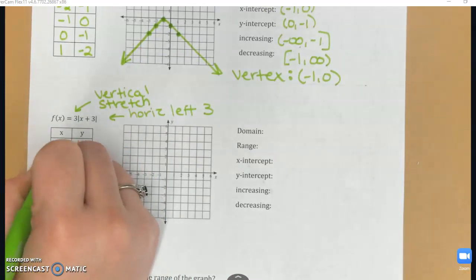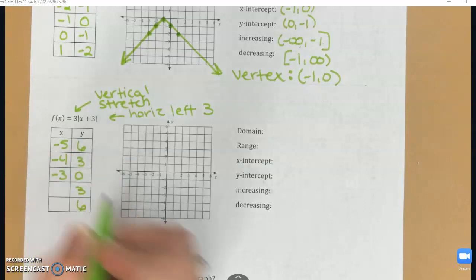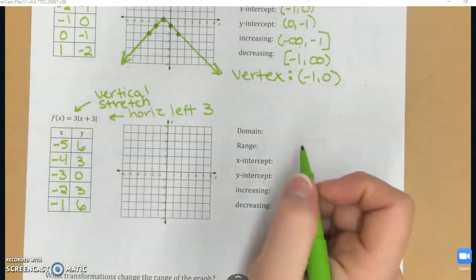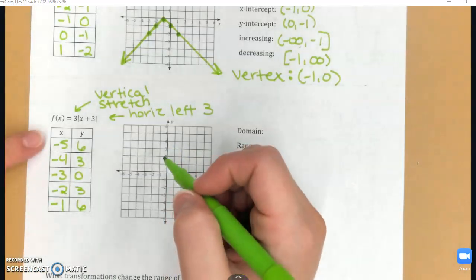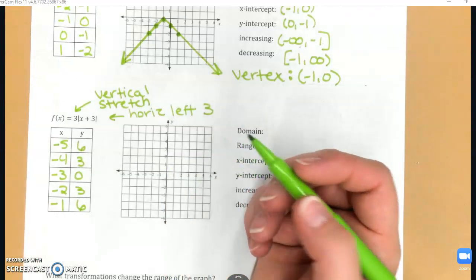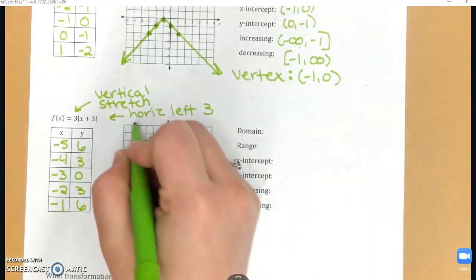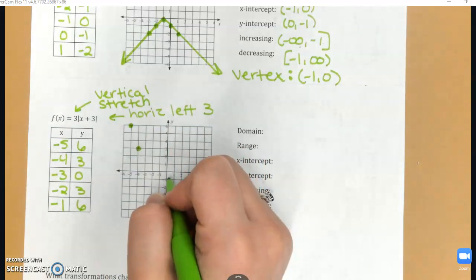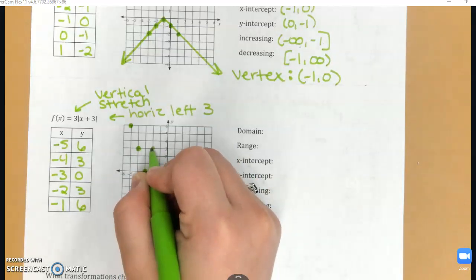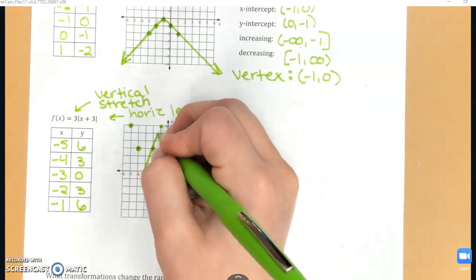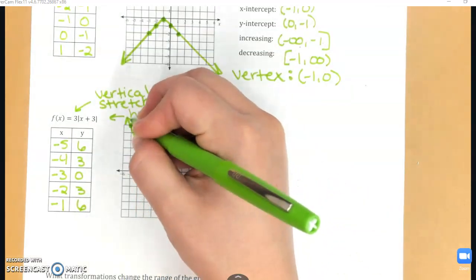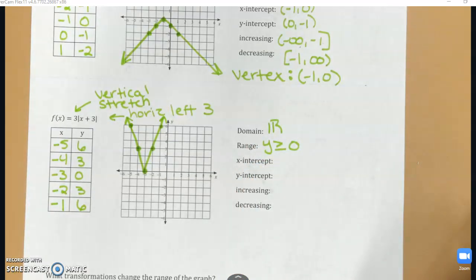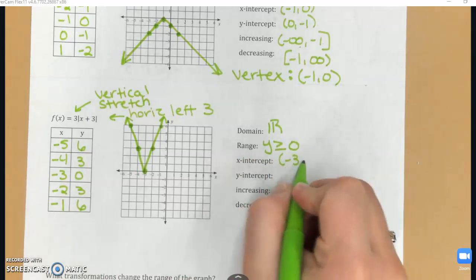So that will give me -5, -4, -3, -2, -1. And so now I get to graph each of those points. Again, you could plug any of these back in and make sure we did it correctly. So -5, 6, -4, 3, and here is my transformed function. Domain is still all real numbers. My range, all values greater than or equal to 0. My x-intercept is at -3, 0.